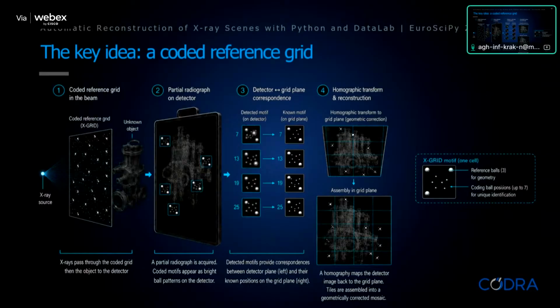And so when you do the radiograph, you will have the object that you are radiographing, and the patterns. And so by detecting and decoding the patterns, you will be able to reconstruct the full scene image, to put the image back together.